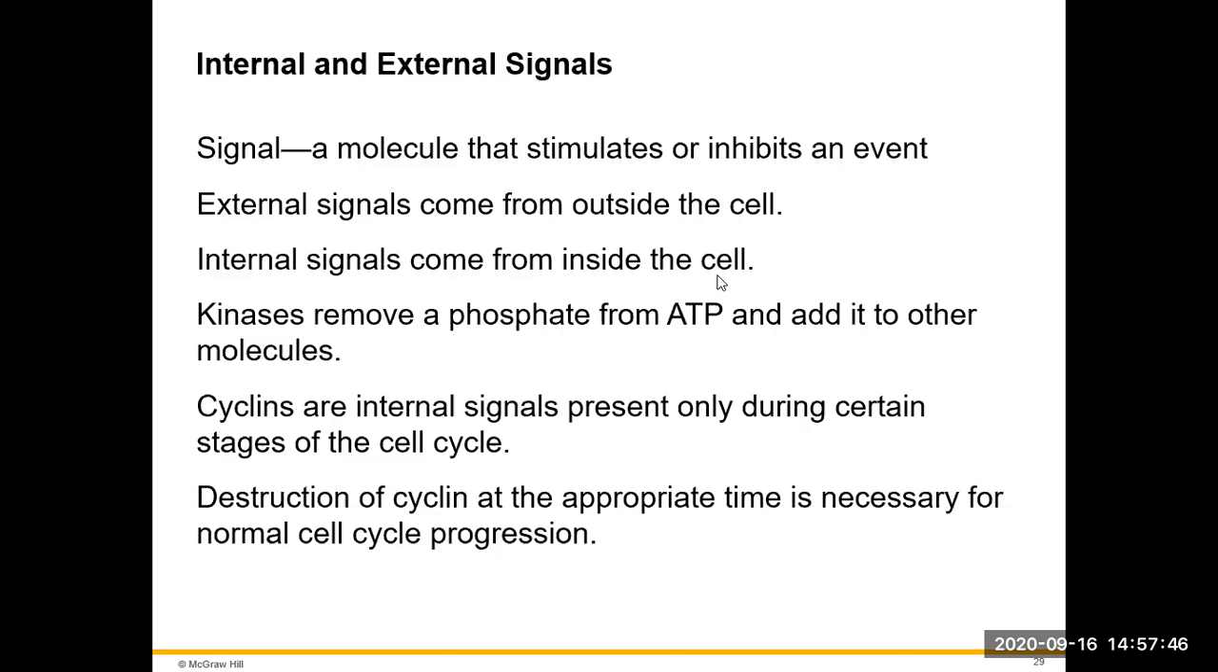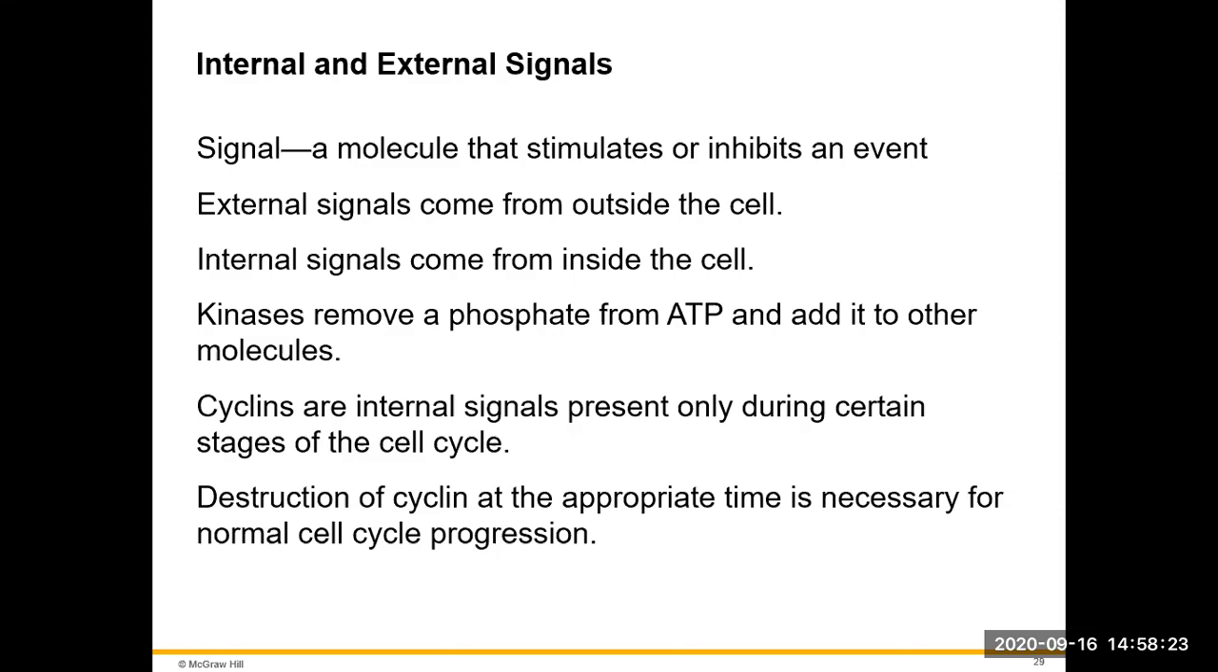Internal and external signals. The cell cycle has, as I said earlier, a heavily regulated control system. And this control system has internal and external signals. A signal is a molecule that stimulates or inhibits an event. The signal could be for or against a certain event. External signals come from the outside environment. Internal signals come from inside the cell.